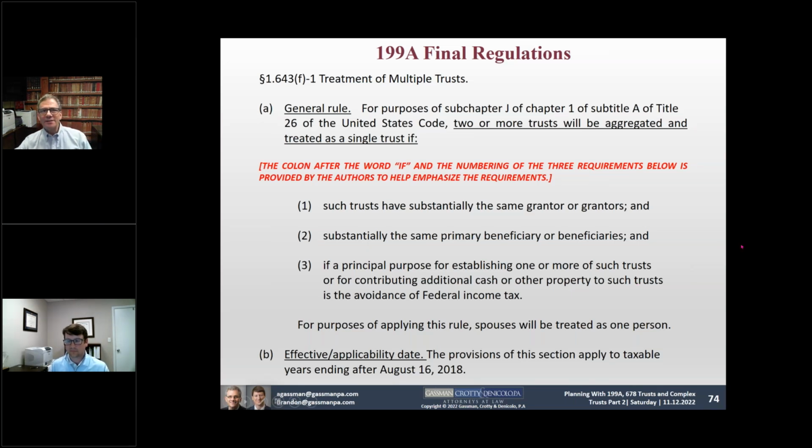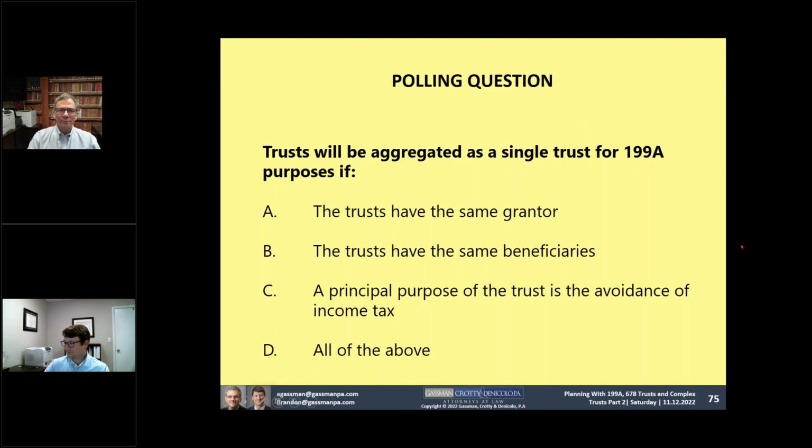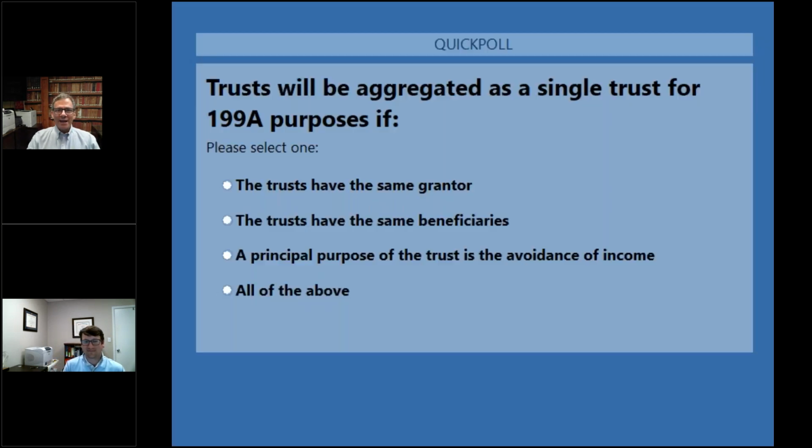No, I'm excited to be at polling question number 2. Trusts will be aggregated as a single trust for Section 199A purposes if A, the trusts have the same grantor, B, the trusts have the same beneficiaries, C, a principal purpose of the trust is the avoidance of income tax, or D, all of the above.